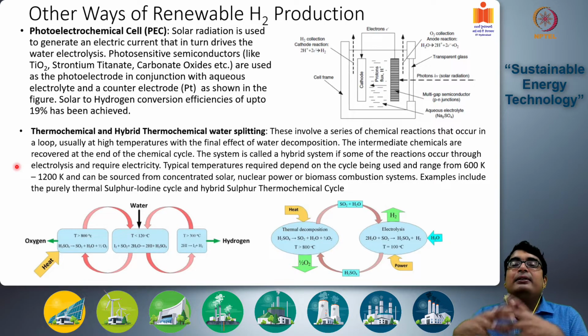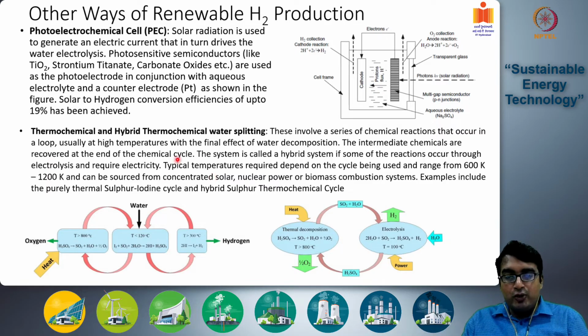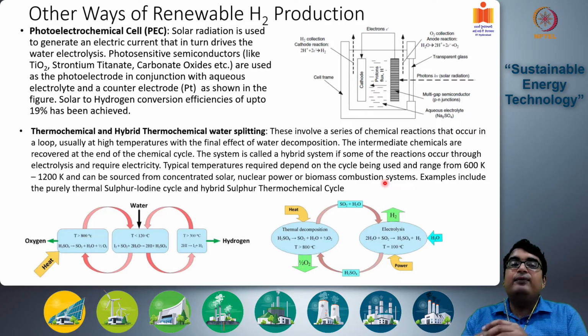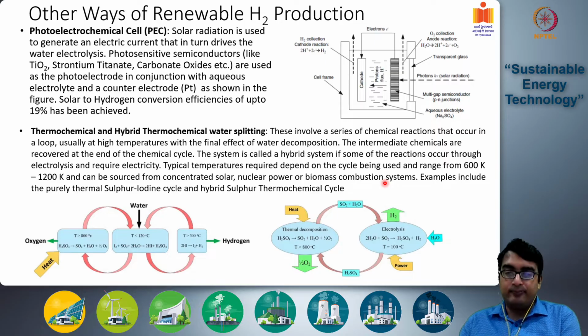This thermal energy and the high temperatures can be sourced from either concentrated solar power, nuclear power, or biomass combustion systems. Nuclear power, concentrated solar and biomass systems can each generate a lot of thermal energy. These systems can deliver the heat required to drive the thermochemical and hybrid thermochemical water splitting reactions. Usually geothermal systems will not be able to deliver this heat, because the temperatures are 300 degrees centigrade and above, which is hard to find in a geothermal system.